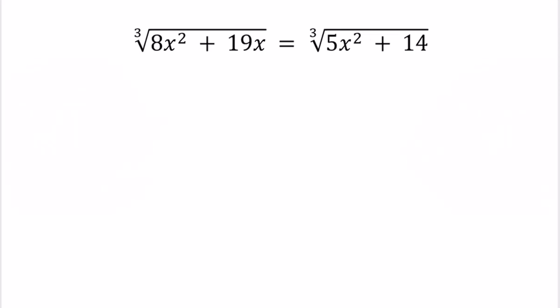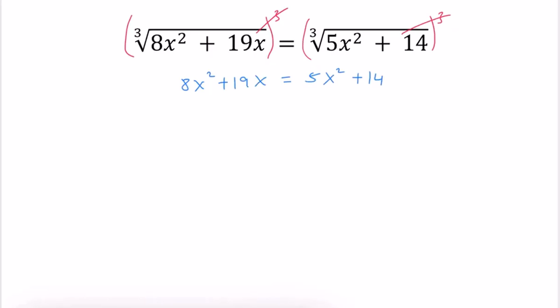The cube root of 8x squared plus 19x is equal to the cube root of 5x squared plus 14. So here we can raise both sides to the third power to get rid of the cube root. So we have 8x squared plus 19x is equal to 5x squared plus 14.